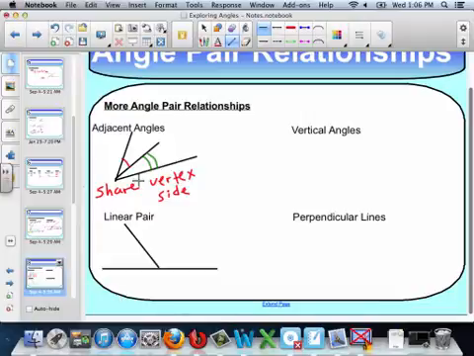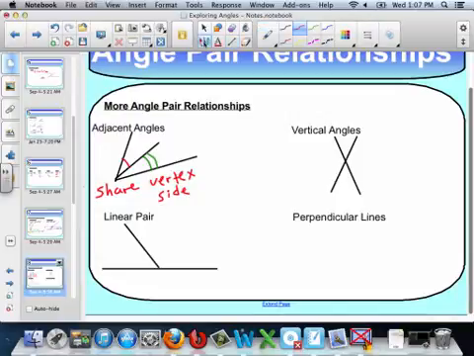All right, so vertical angles. Here we go. Look for the X. Anytime that you have two lines that intersect, you will have vertical angles. Anytime, no matter how you draw the lines, if you have two lines that intersect, they will form vertical angles. And there's something very special with these vertical angles. The vertical angles are basically opposite of one another. So those two right there are the vertical angles.